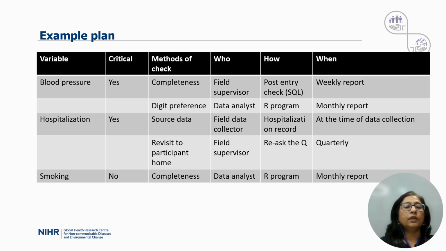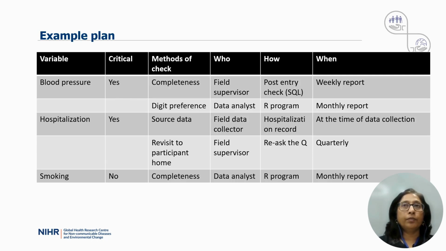But who does it? Here I've said there is a paper form. We are going to check manually, and the field supervisor will do it. We'll also run post-entry checks, and we will be sharing it as a weekly report. And because it's a critical variable, I also want to do a digit preference check, which means I want to see if there is any pattern in the way the first and the last digit are presenting.